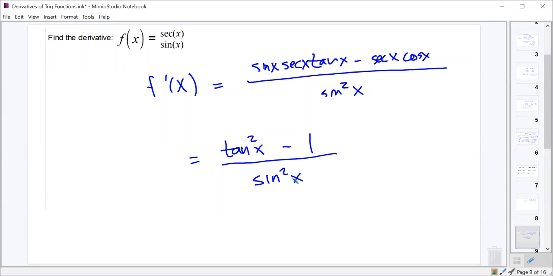Is that a good answer? Isn't there an identity for tangent squared minus 1? No, there's an identity for 1 plus tangent squared. 1 plus tangent squared is secant squared.